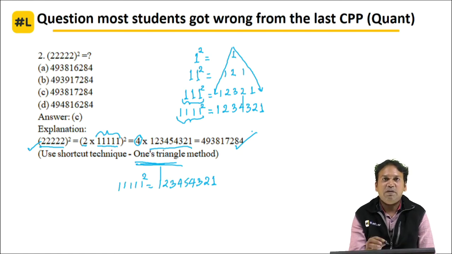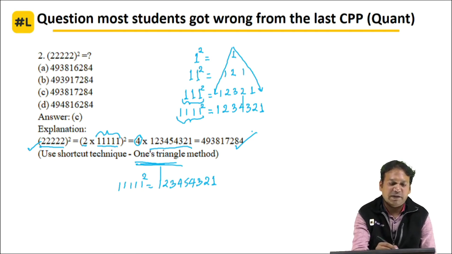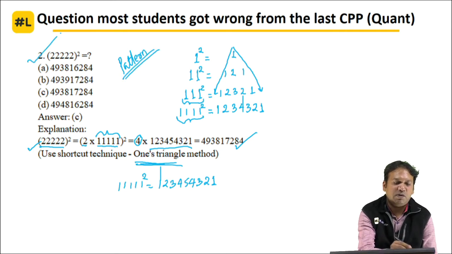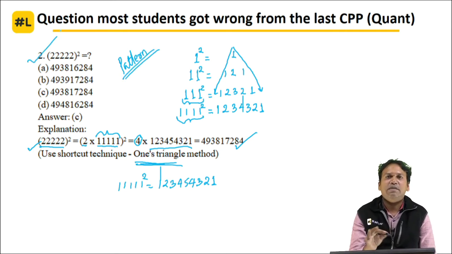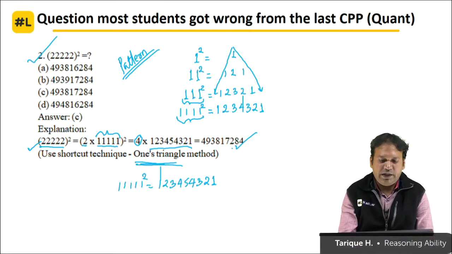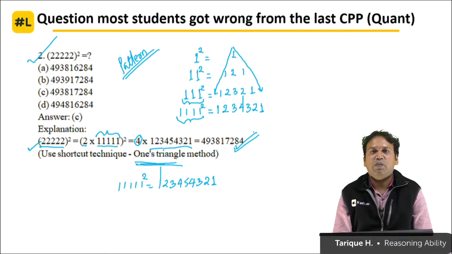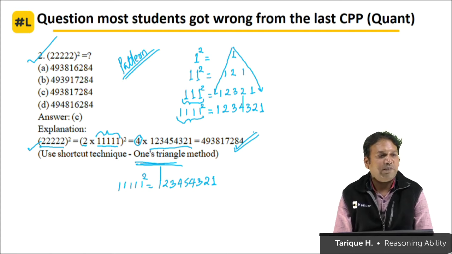493817284. This is what this question was based on, because in the examination you cannot start calculating 22222 into 22222, that will take too much time. So we have to use a pattern here. You know the pattern followed by this number, and based on that pattern this question can be solved very quickly, in just 15-20 seconds max. You will get the answer 493817284.